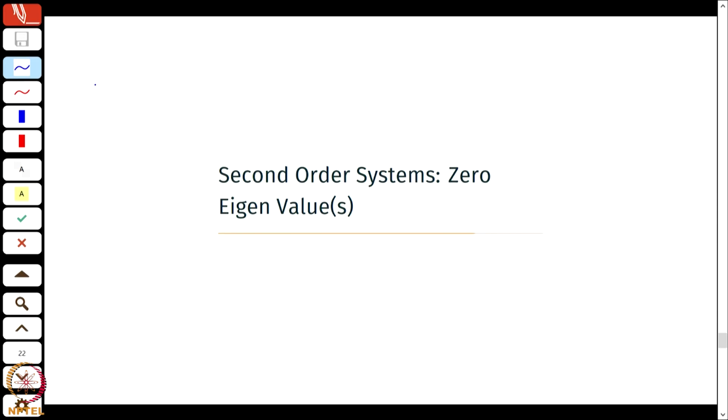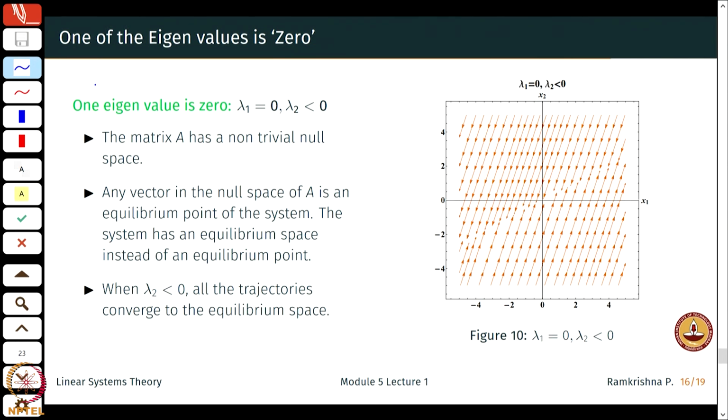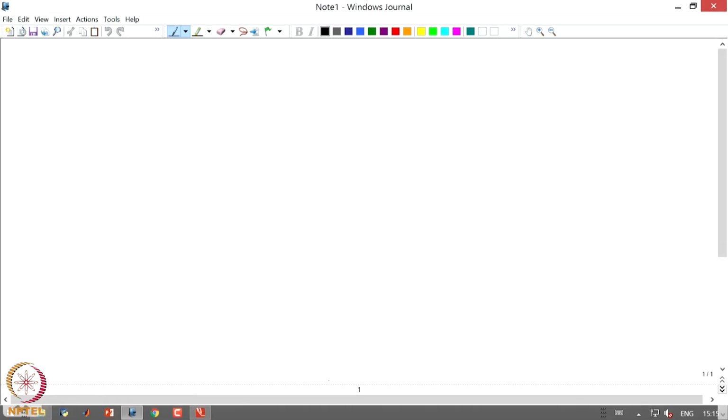Okay, the next thing that we will discuss is an interesting case when there is a possibility of having a 0 eigenvalue. Okay, so let us start with just one of the eigenvalues being 0. Let us say lambda 1 is 0 and then lambda 2 is less than 0. Okay. So, how will the transformed system look like?